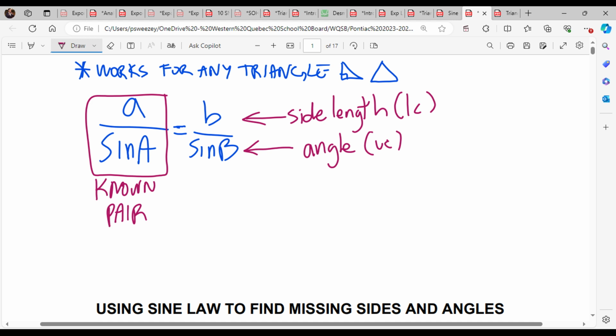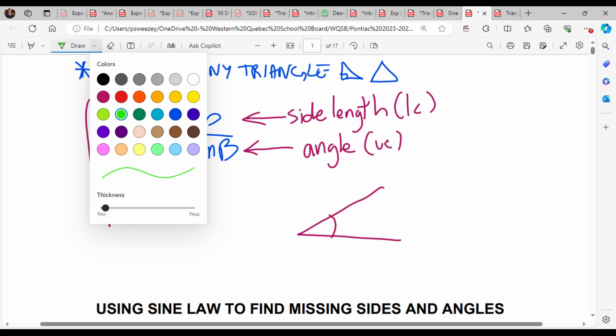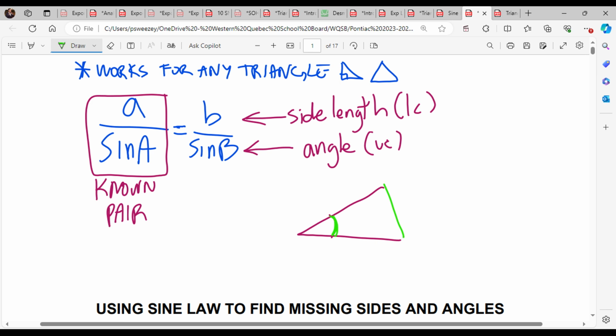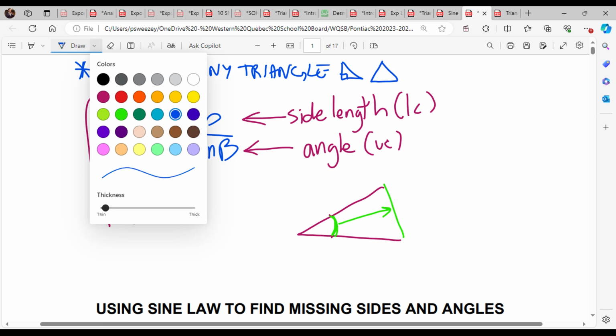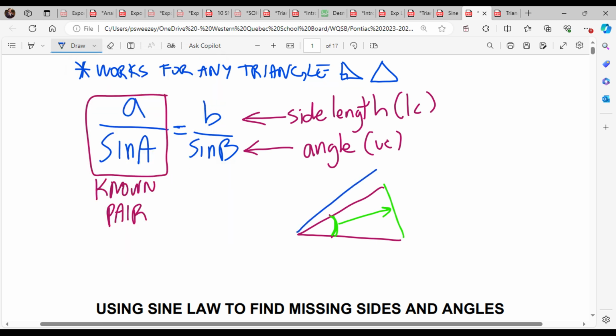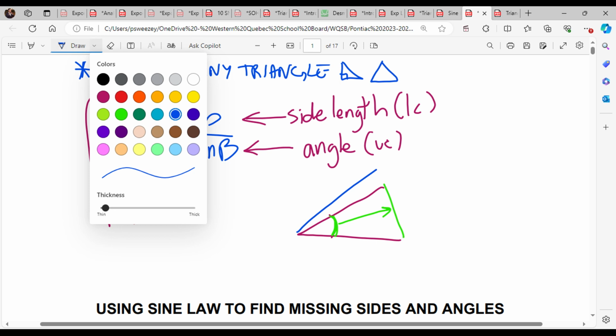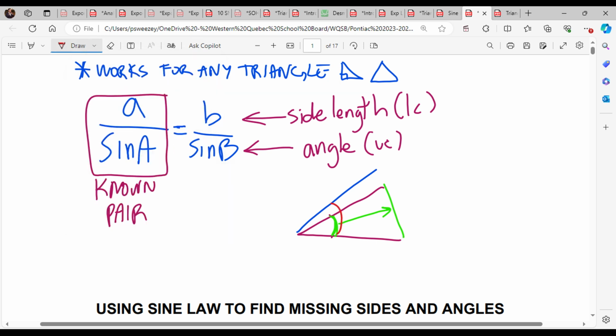So what do I mean by a known pair? What I mean is when I have an angle, we talked about this the other day, it has a relationship with this side length here. This angle has a relationship with that side length there. Because if that angle got bigger, well then this side length would get bigger. They have a relationship with one another.